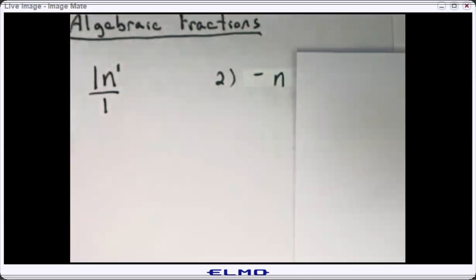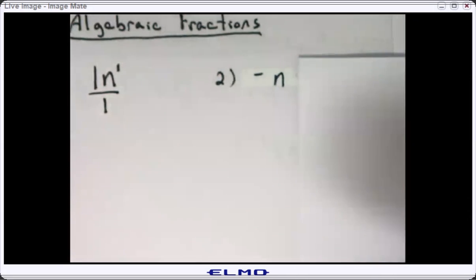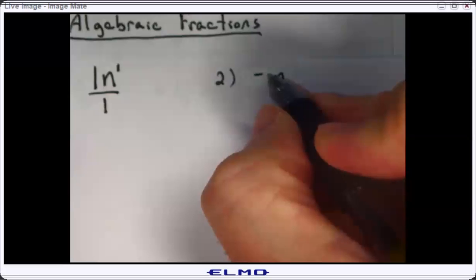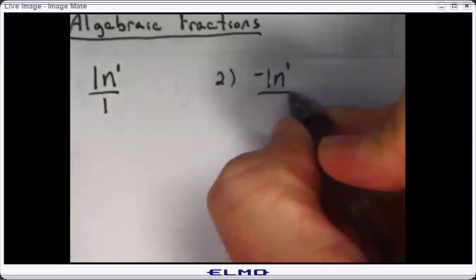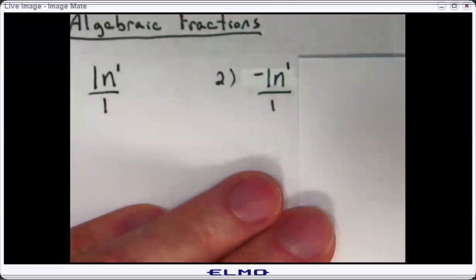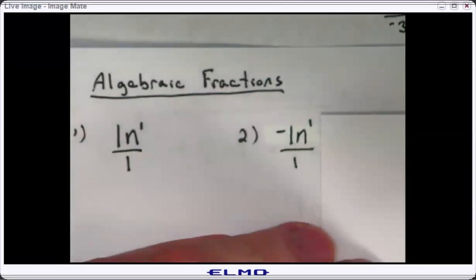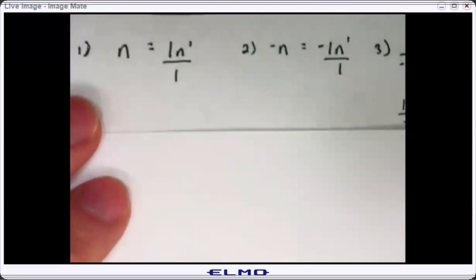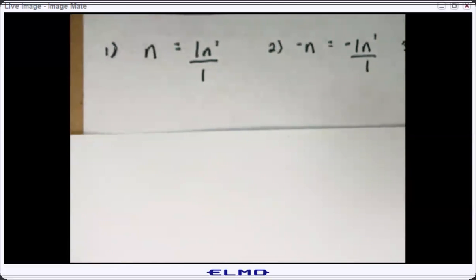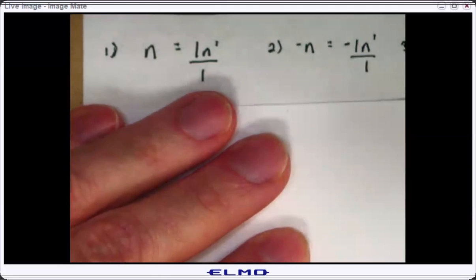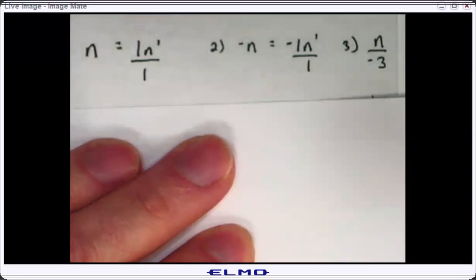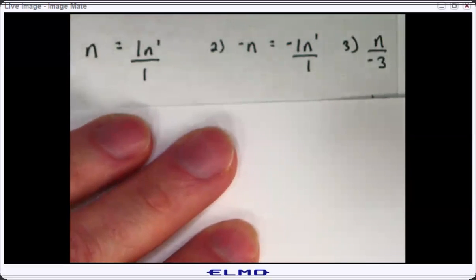When we have the variable negative n, the same understood things are there. There's understood to be a coefficient, which is now negative 1, an exponent of 1, and a denominator of 1. Therefore, n equals 1n to the first power over 1, and negative n equals negative 1n to the first power over 1.